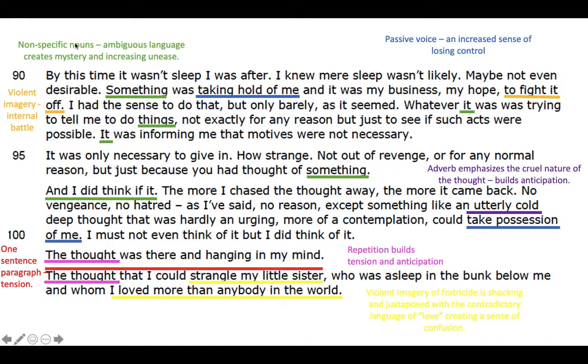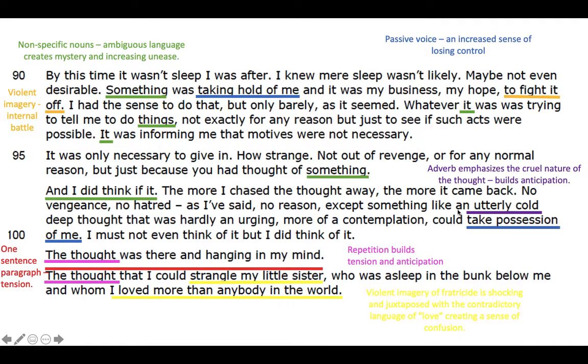So again, we have this non-specific noun, this ambiguous language which creates mystery and increasing unease. And that increases as it continues to be used. Something, things, it, something. And I did think of it. The thought as well. Okay, it's just mystery. But I'm like, what something? What is the thing? Okay, so it's building up that tension and that curiosity in the reader. They want to know, well, what is it? And this violent image as well really highlights this internal battle. She doesn't want to think these things, but she can't seem to help. The adverb here helps build that anticipation and that tension.